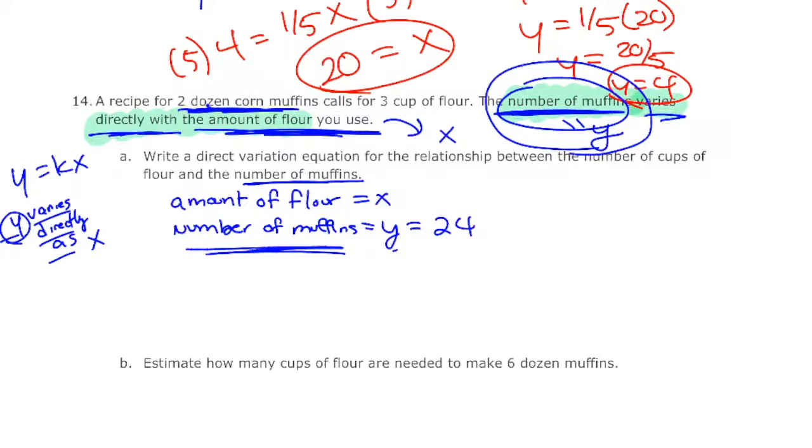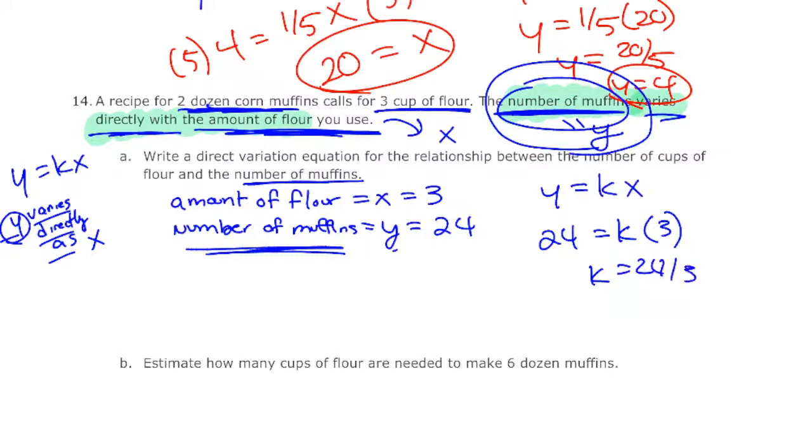Fine. Amount of flour is equal to x, and the amount of flour is 3. All right? Now we're ready to start solving stuff. Let's first set up our equation, y equals kx, and let's find our k. Y is equal to 24. K we don't know yet, and x is equal to 3. Let's solve for k. K is equal to 24 divided by 3. Therefore, k is equal to 8. Let's make our equation. Y equals 8x.